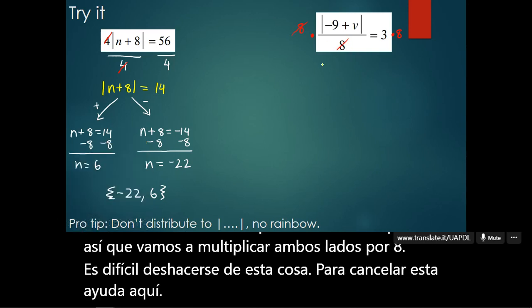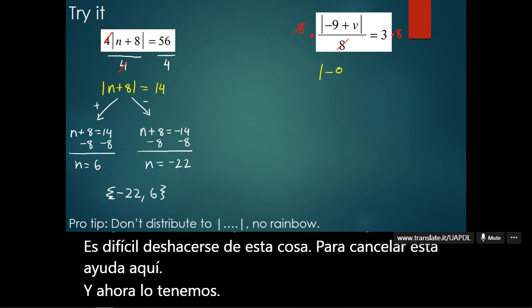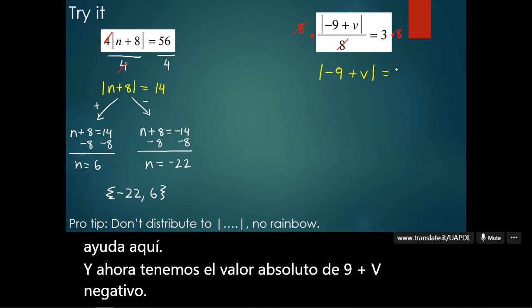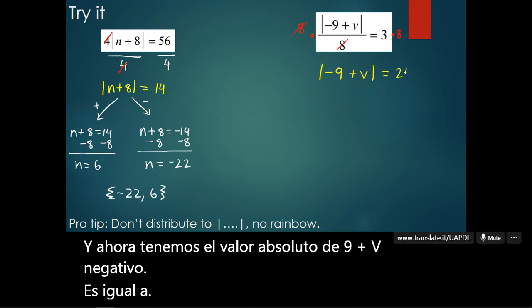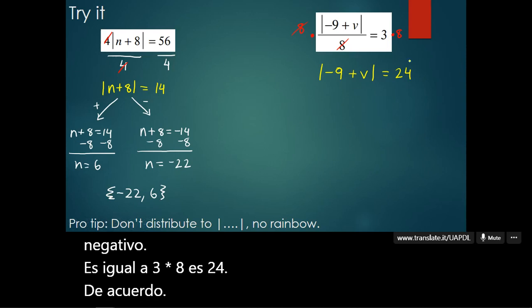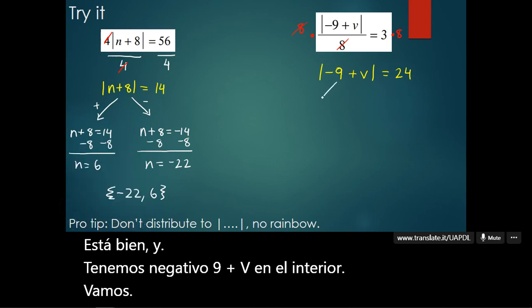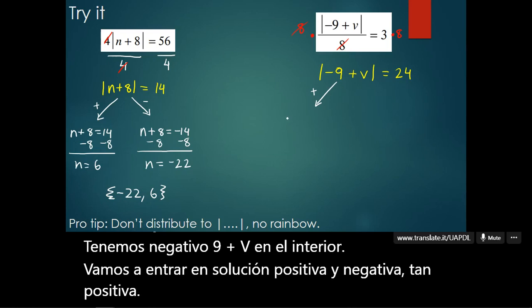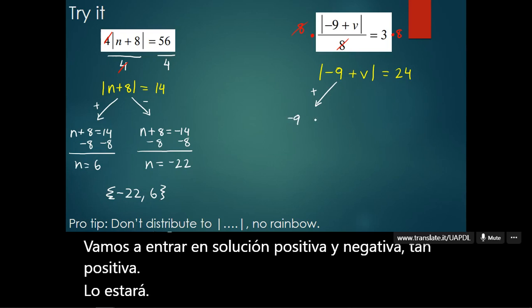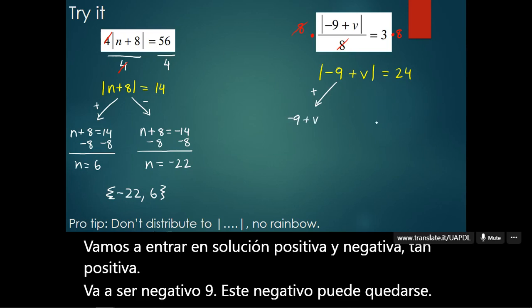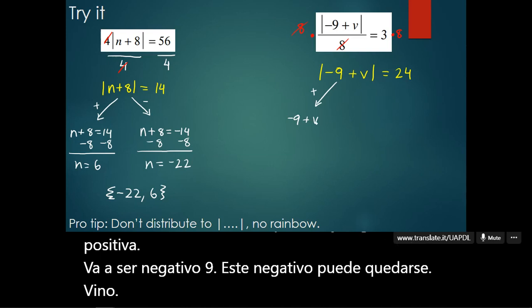And now we have the absolute value of negative 9 plus v is equal to 3 times 8, which is 24. Okay, and we have negative 9 plus v inside. Let's go into the positive and the negative solution. So the positive is going to be negative 9. See, this negative can stay. Okay, because we're looking for the variable.